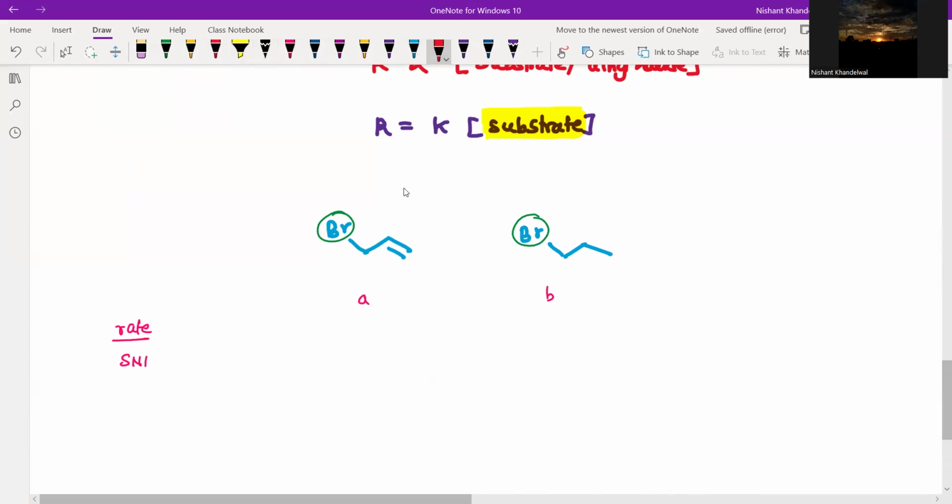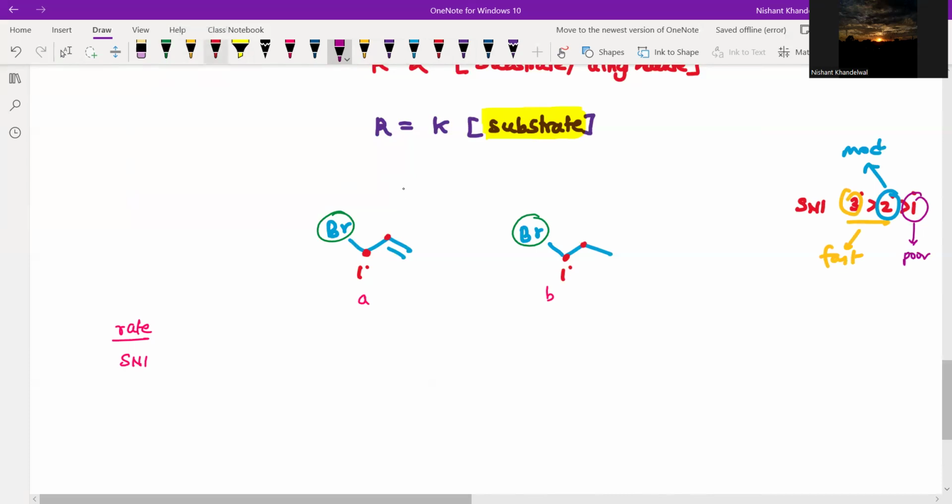First of all, we have to check the carbon center to which the bromine is attached. Now this is primary and this is also primary, connected to only one carbon, right? So both are primary, and we know for SN1 the correct order is tertiary, secondary and primary. Tertiary is very fast. Secondary is okay, moderate, depends upon the conditions, and primary is very poor in giving SN1 reactions.